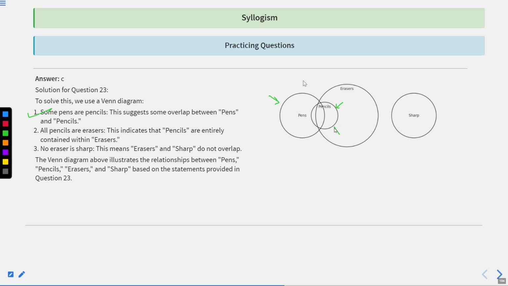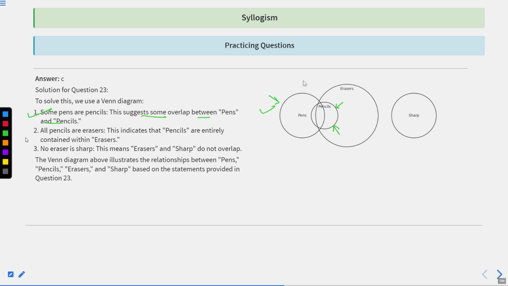This is the circle which is representing pens. Now, if you can see, there is some overlap between pens and pencils. So the first Venn diagram, which is representing the relation between pens and pencils, is absolutely correct.